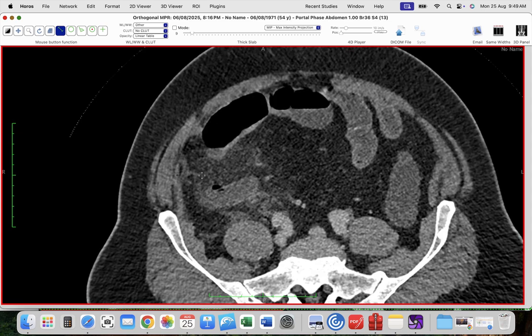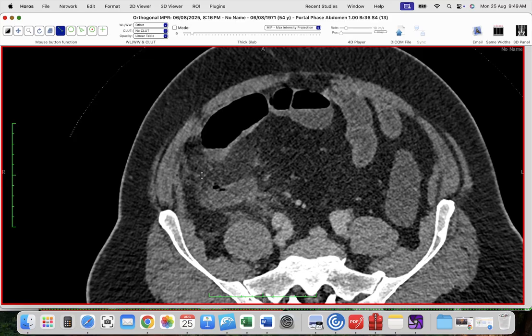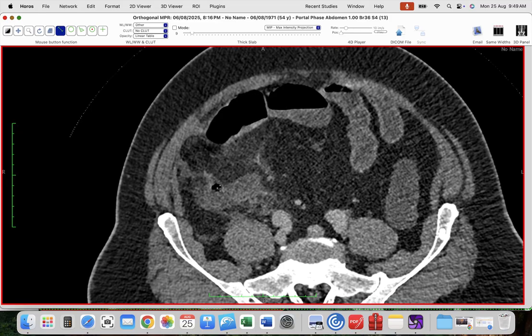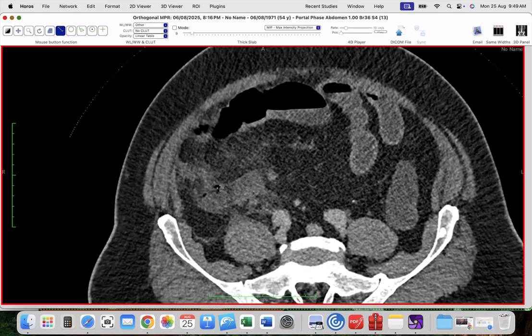Inflammatory mass formation. The inflammatory mass means there is a thick layer of inflamed fat of the omentum, which is playing the role of the policeman of the abdomen, trying to contain the inflammation around the appendix. Okay, so what is the tricky point?